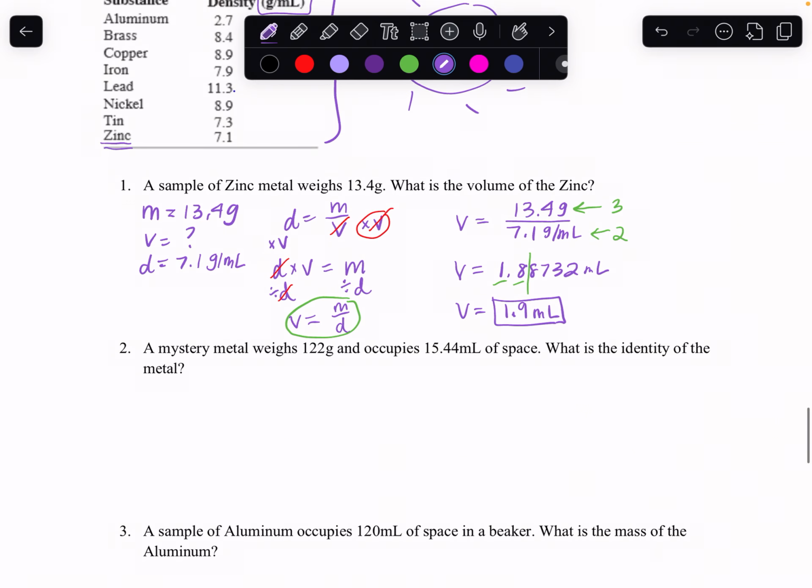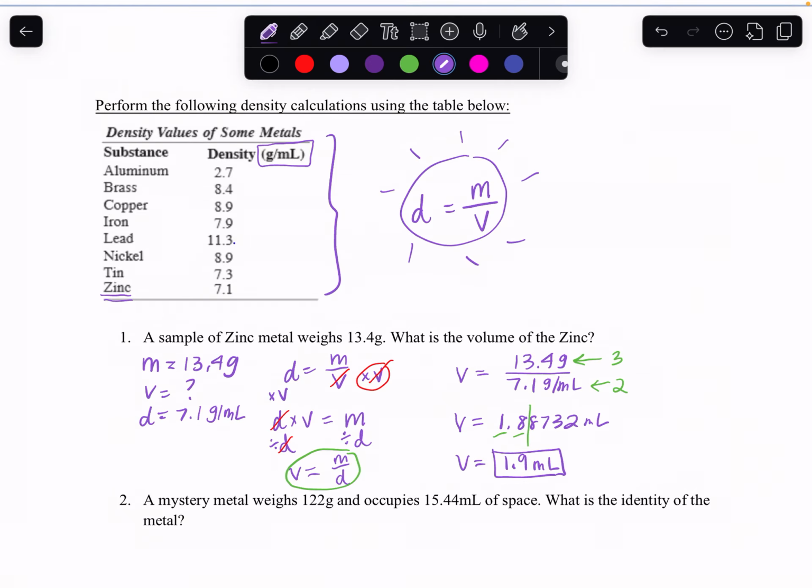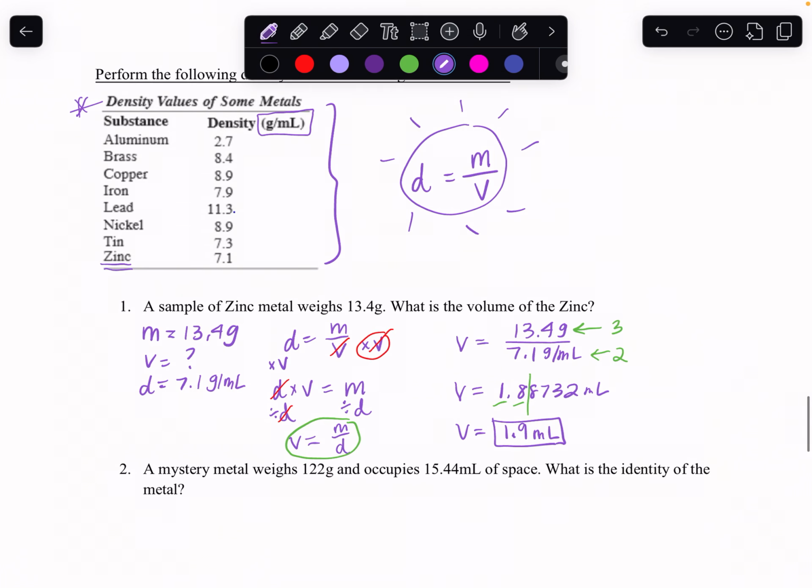A mystery metal weighs 122 grams and occupies 15.44 milliliters of space. What is the identity of the metal? When they mean identity, they mean what is the name of it. You're going to have to pick from multiple options here. It'll list things that are in our lovely density chart at the top. Could it be aluminum? Could it be copper? Could it be lead? Well, you don't know until you solve for density.